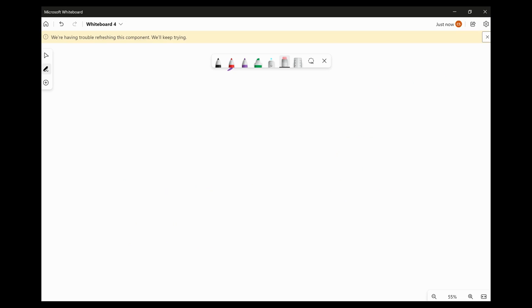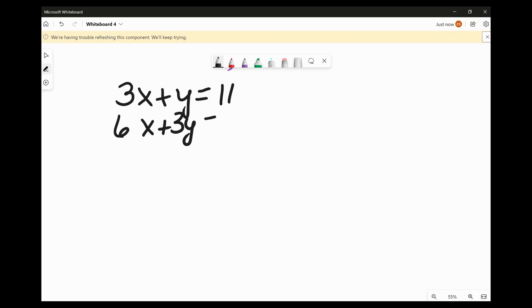Okay, so there's always more than one way to do elimination. All right, so we have 3x plus y equals 11. We have 6x plus 3y equals 24. Now, again, when I look at my x's and I add them down, you'll notice that they get 9x. So you do not get 0. So that's one we have to look at. And then if we add our y's, we would get 4y. Okay? And so I need to multiply something.